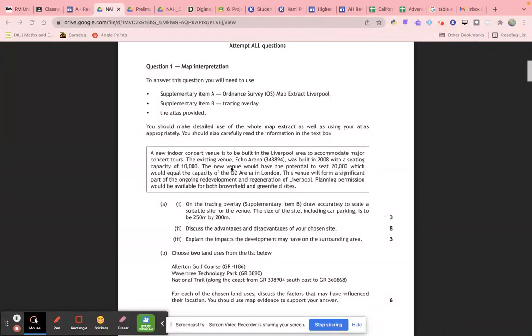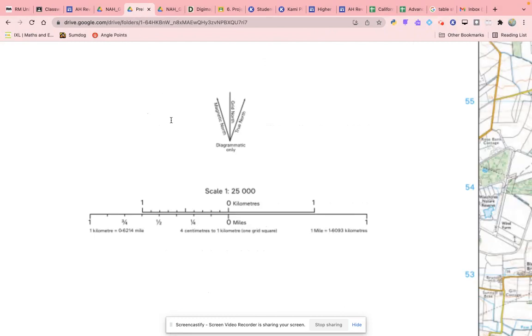So let's consider the most important part, which is how do we get the size of our shape? Well, on Advanced Higher maps, you generally are working with a 1 to 25,000 scale. What that means is one grid square, unlike the maps that you've seen so far at National 5 and Higher, one grid square is likely to be 4 centimeters to 1 kilometer.